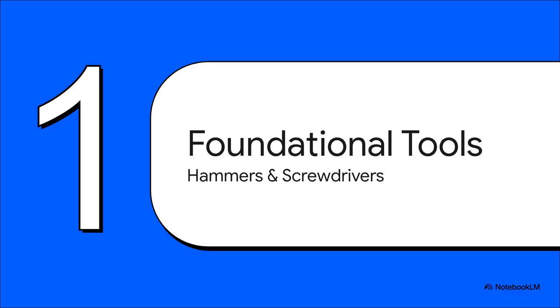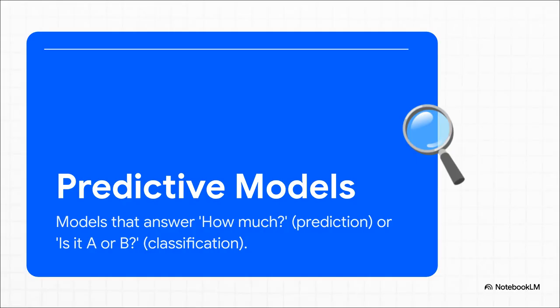Okay, first up, the foundational tools. I want you to think of these as the absolute essentials, the hammers and screwdrivers of machine learning. They're reliable, they're versatile, and you're going to find them on pretty much every project. At their core, these foundational models are all about prediction. They're basically built to answer two super simple questions.